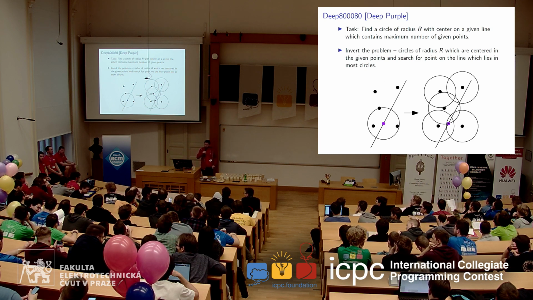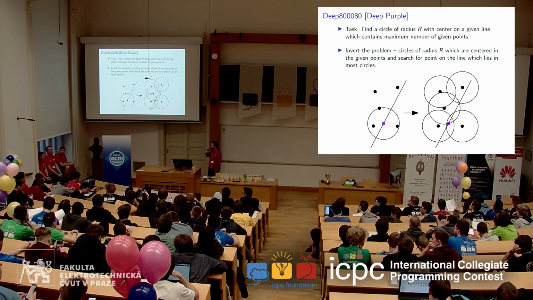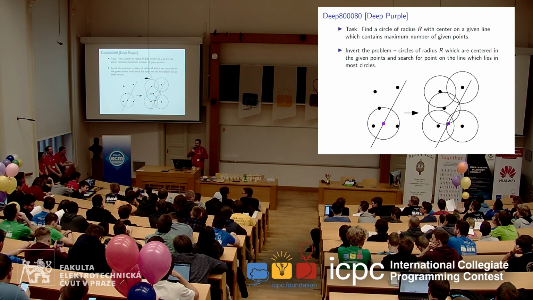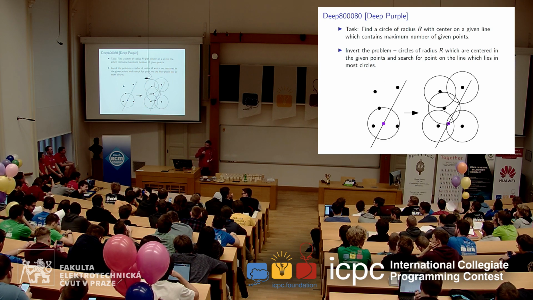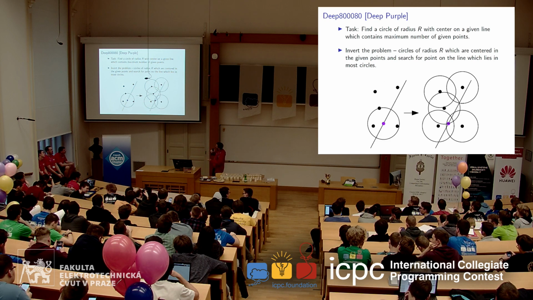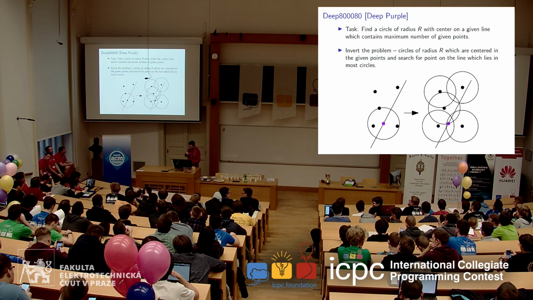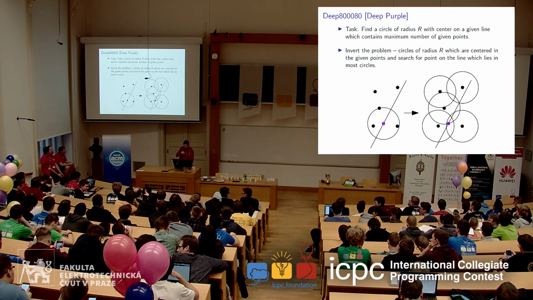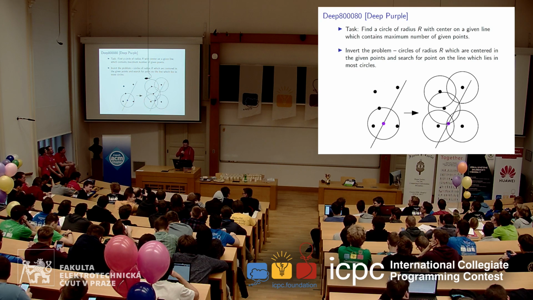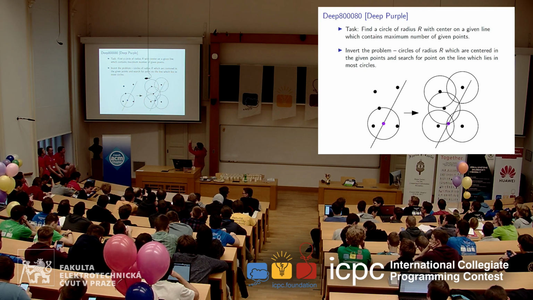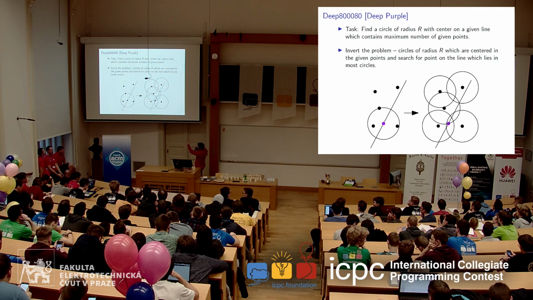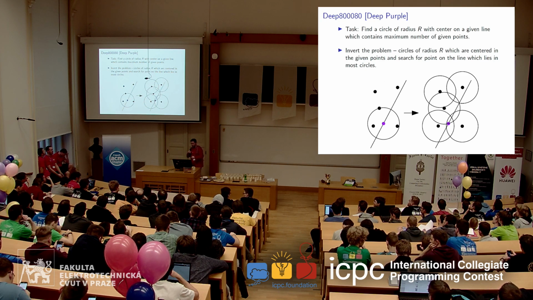We were guaranteed that if we increase the radius a little bit, the solution doesn't change, so we do this. We add 1e minus 2 or something like that, and create the intersections of the line with the circles.